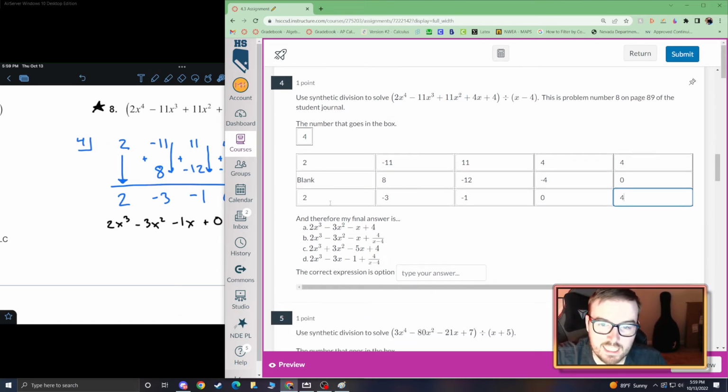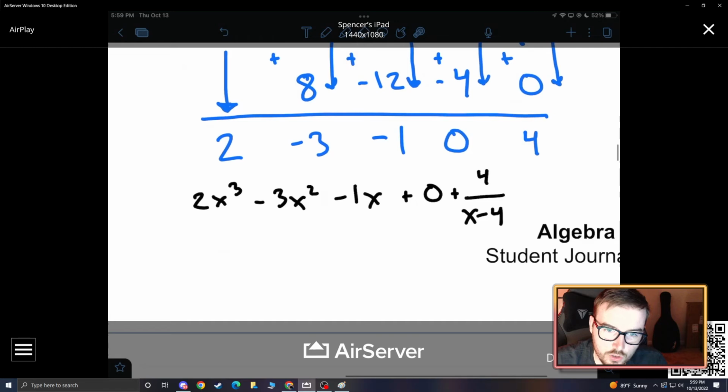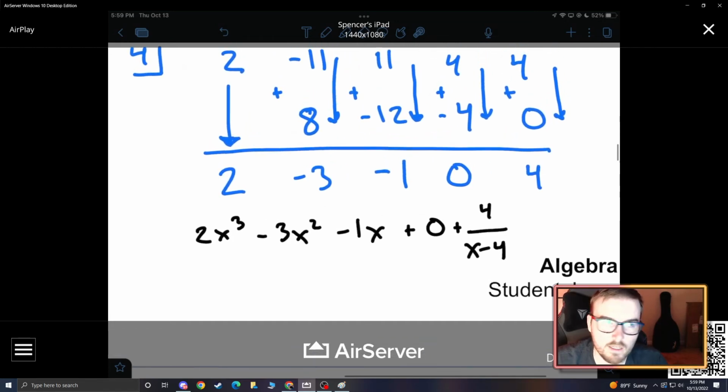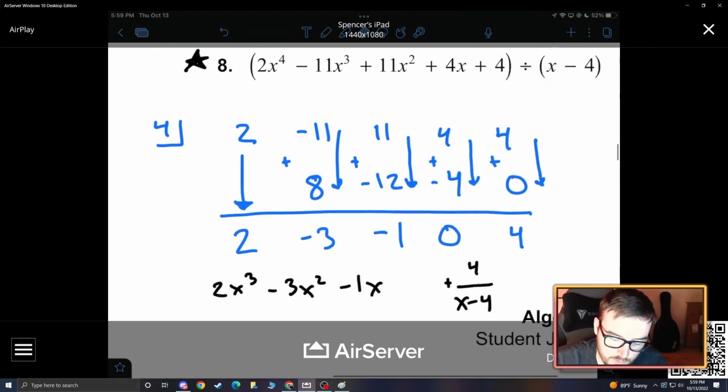So when you do the synthetic division, again, what was our final answer? Let me blow it up nice and big here. 2x cubed minus 3x squared minus 1x. We can erase the plus 0 because it doesn't really matter. Plus the remainder of 4 over x minus 4.